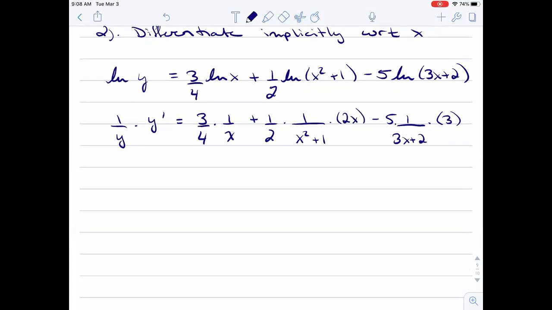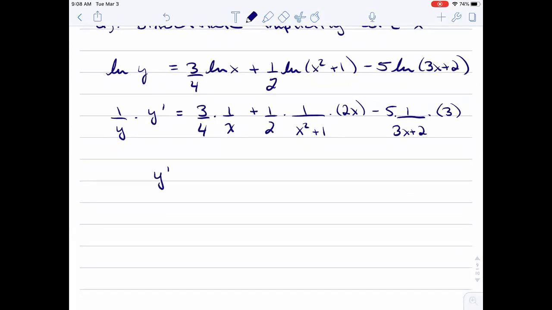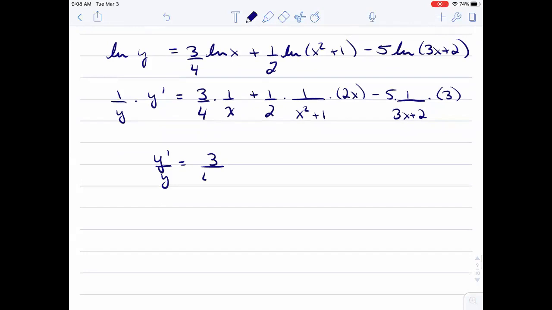We can simplify this and say, well, that means we've got y prime over y is 3 over 4x plus 2x over 2. In fact, I'm going to cancel those right now. I don't want to deal with those anymore. So now I have x over x squared plus 1, minus 5 times 3, so minus 15 over 3x plus 2. I'm not going to bother putting those over a common denominator and trying to simplify this. I think it's fine the way it is.